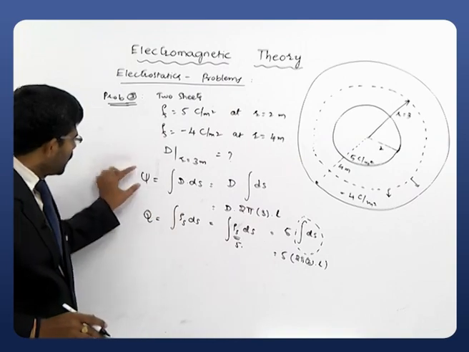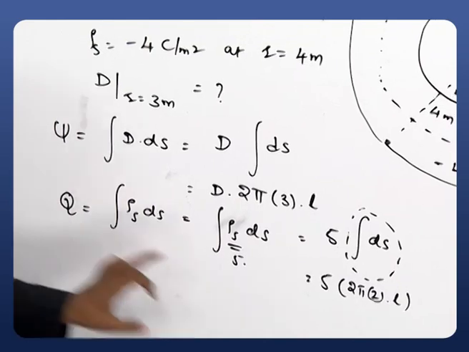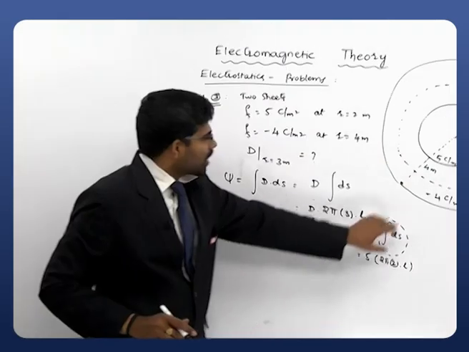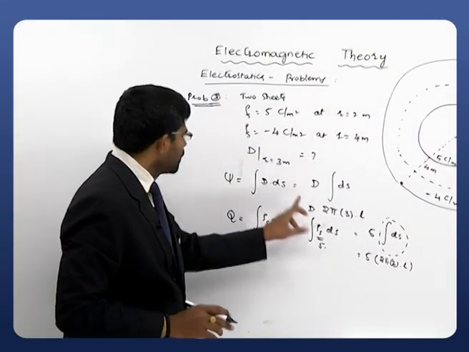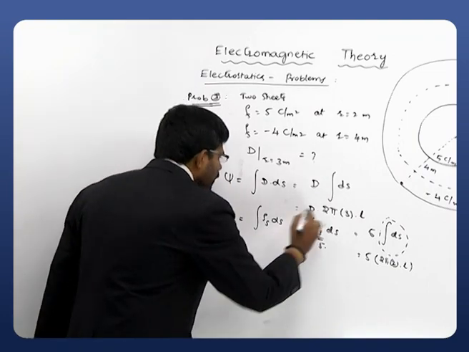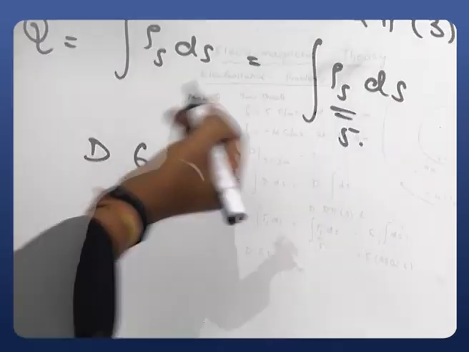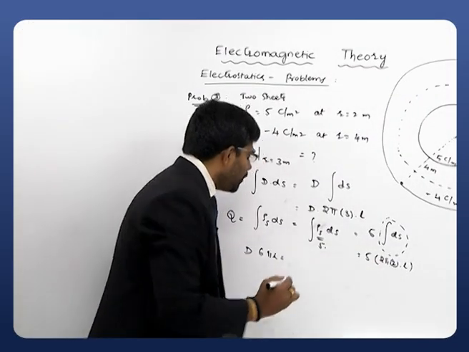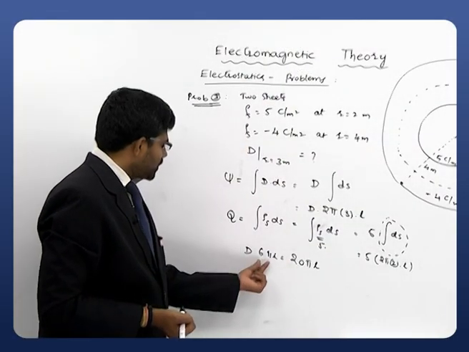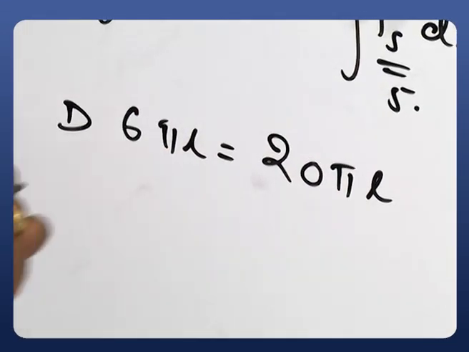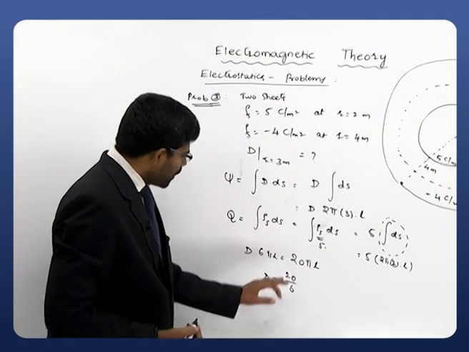So clearly observe, initially I calculated the total flux leaving through the Gaussian surface and the total charge enclosed within the Gaussian surface. The charge was enclosed up to this particular part only. That's why it is 5 into 2 pi into 2 into L. So if you simplify and equate this, what we get is D 2 pi 3 L, which is 6 pi L D, equal to 20 pi L. So this pi will be cancelled, L will be cancelled. Therefore D is simply 20 by 6. That's a very simple answer, 20 by 6.